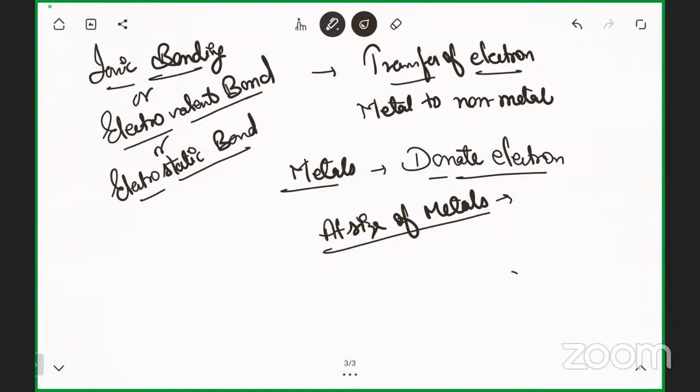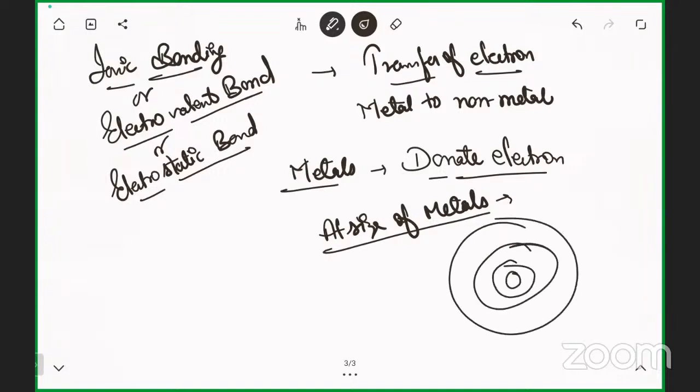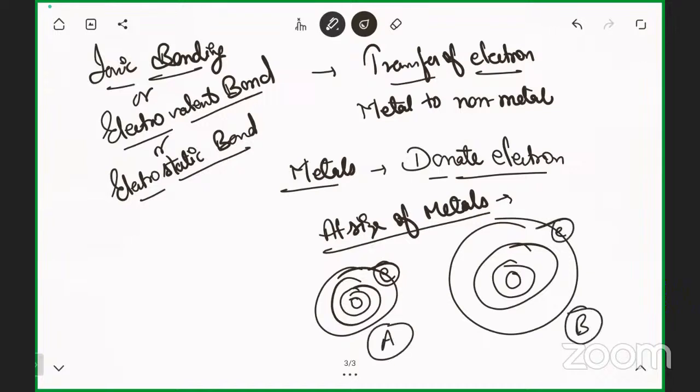Same thing: this is the nucleus, this is one shell, this is another shell, this is another shell. And second, I'm comparing this nucleus. The electron is here in both of the atoms. So this is A, this is B. Can you tell me from A and B, which one is easier to remove? Which atom can remove the electron very easily?